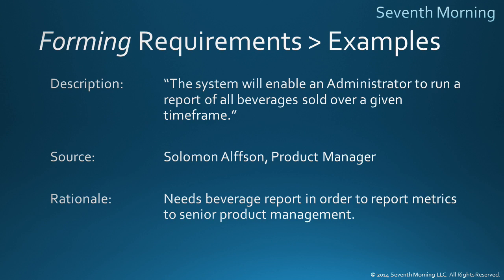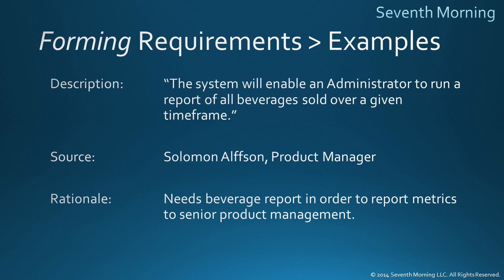You can see that this kind of helps to tell the story, right? So we have our source, Solomon Alfson, the product manager. He needs the beverage report so he can report some kind of metrics to his management. If it seems like overkill or a waste of time to write this info down, be very careful. It's extremely common for requirements to be challenged by other stakeholders, and knowing where the requirement came from and what it's for are both crucial to being able to prioritize, schedule, and plan requirements later.